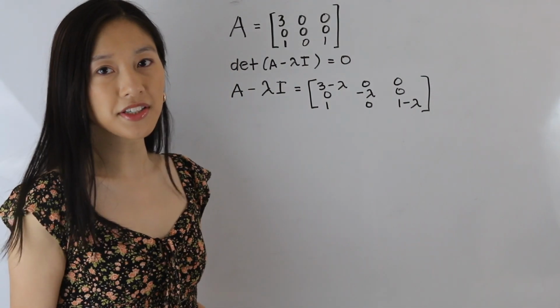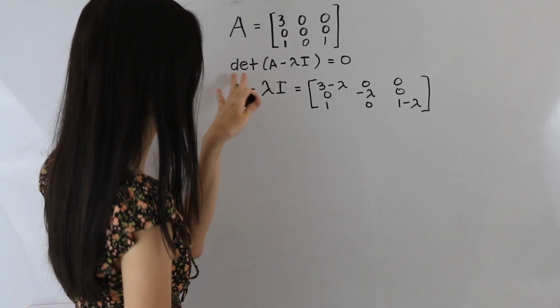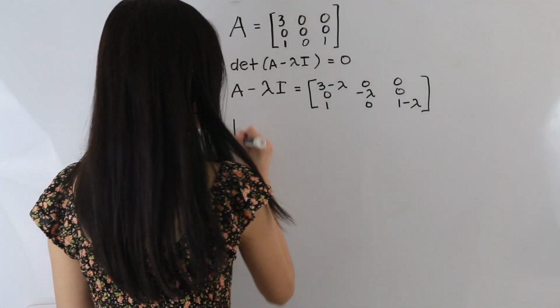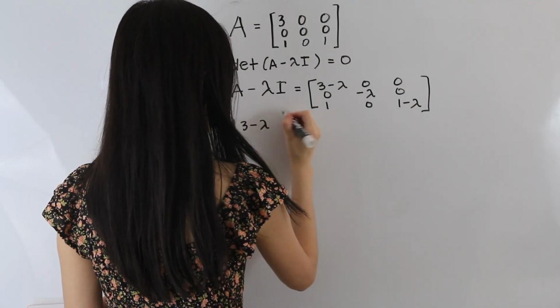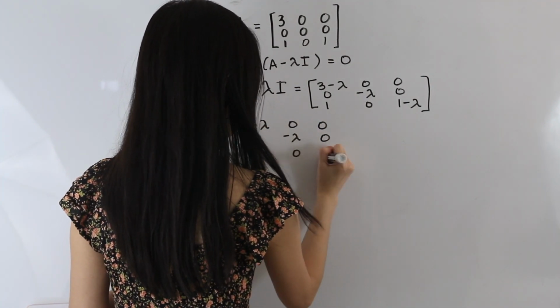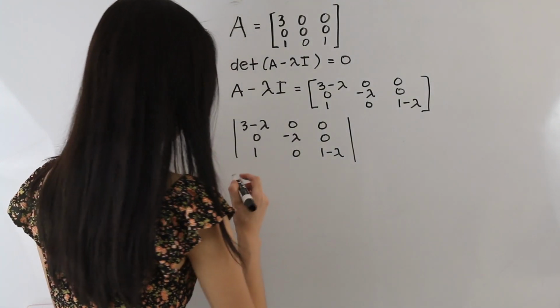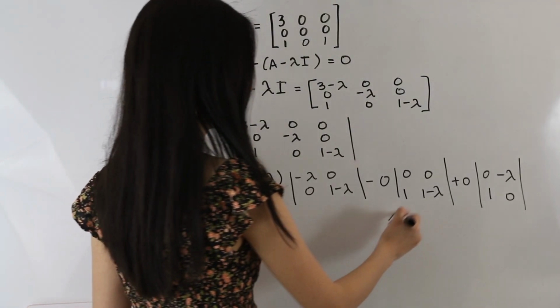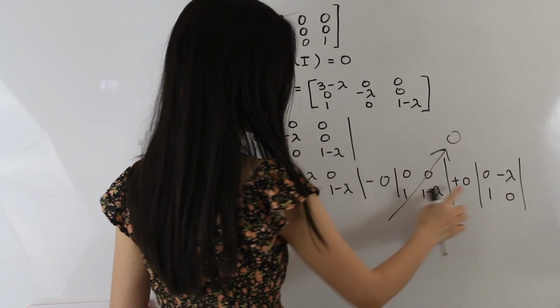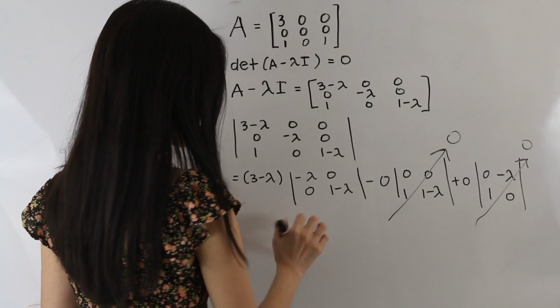So the next thing that we're going to want to do is take the determinant of A minus lambda I, as we see here. So let's go ahead and do that. Let's take the determinant of this matrix here. Simplifying this, these just become 0 because we're multiplying by 0, and we're left with this.